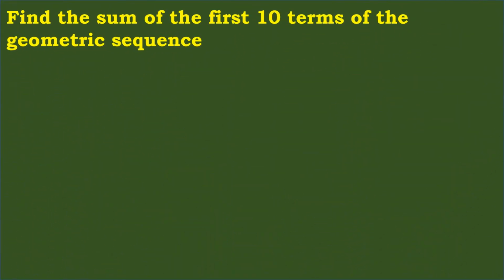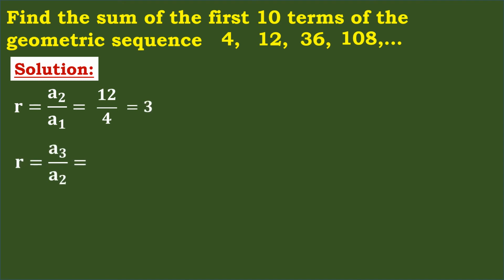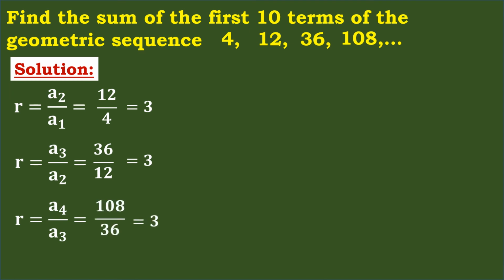Find the sum of the first 10 terms of the geometric sequence 4, 12, 36, 108, and so on. Solution. Kunin muna natin yung common ratio niya. I-divide natin yung second term sa first term: 12 divided by 4, 3. Divide natin yung third term sa second term: 36 divided by 12, 3. Then, the fourth term by the third term, 108 divided by 36 is 3. The common ratio is 3. 3 is not equal to 1. Hindi rin siya equal sa -1, obviously, no?